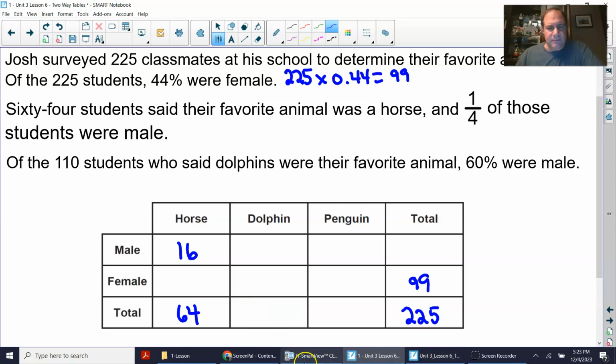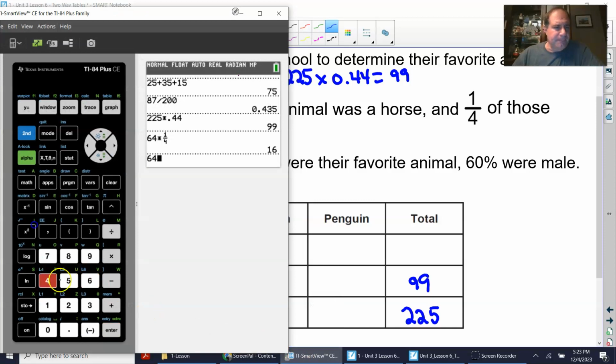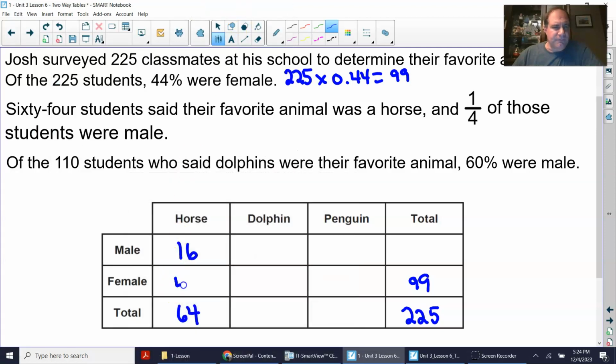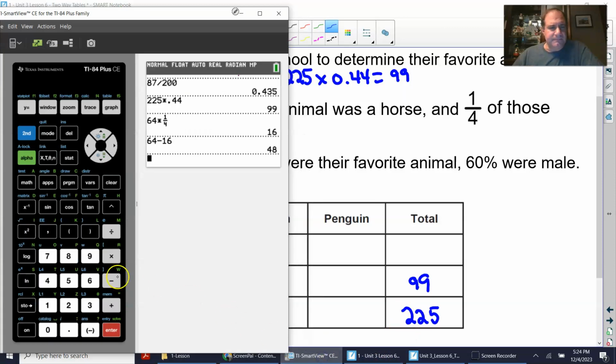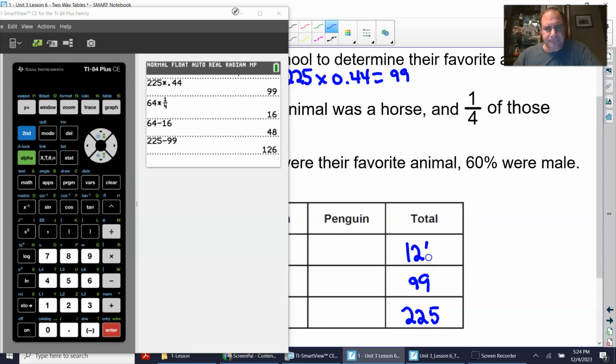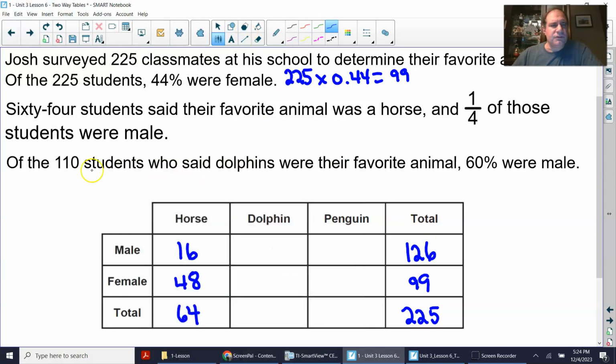So I'm just going to do some quick subtraction and everything. 64 minus 16 is 48. So I'm going to put 48 here. And then I'm going to do 225 minus 99. And obviously that's 126. Oh, I got some more numbers. All right, we have that done, and we have this done. So 64 times 1/4. And that equals 16.